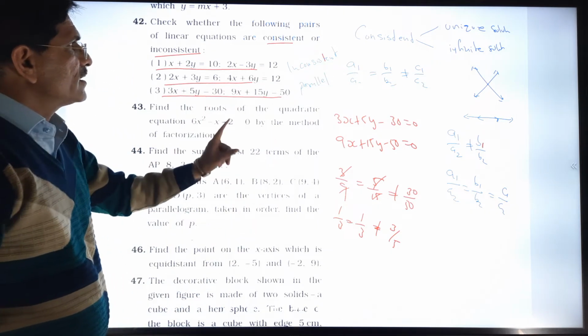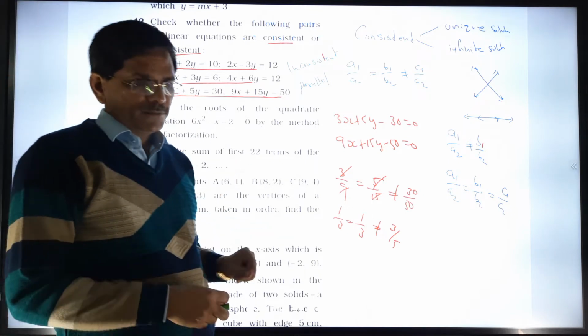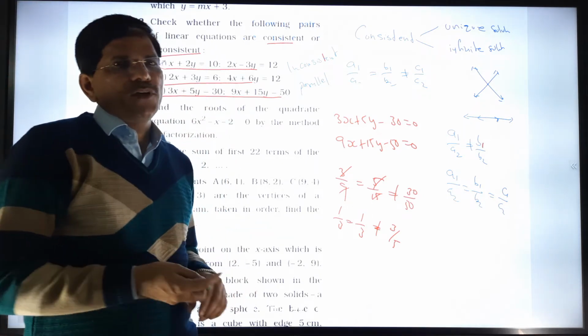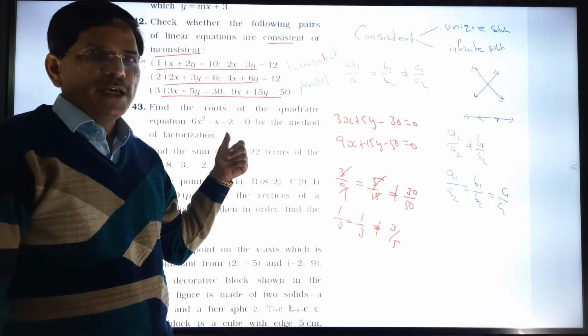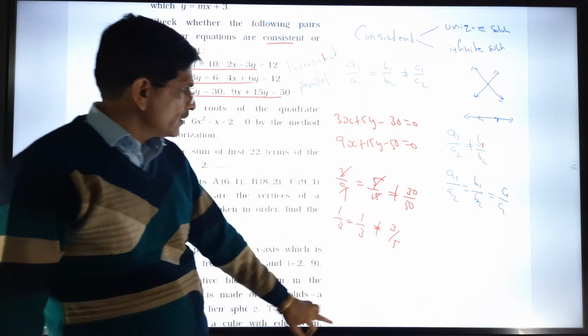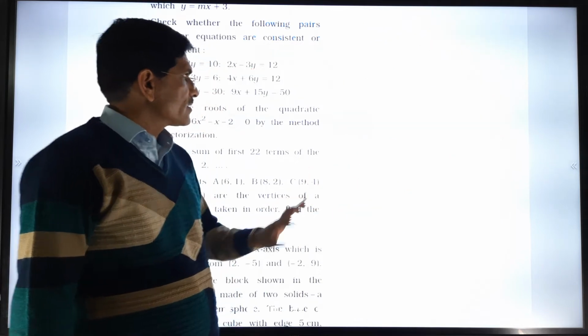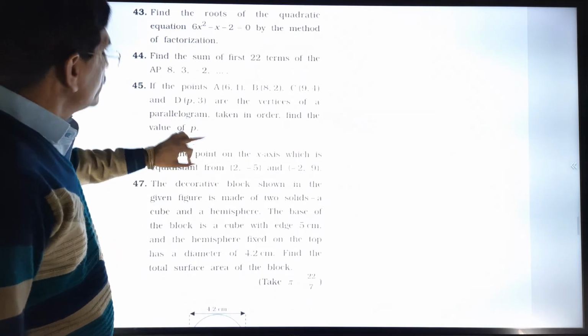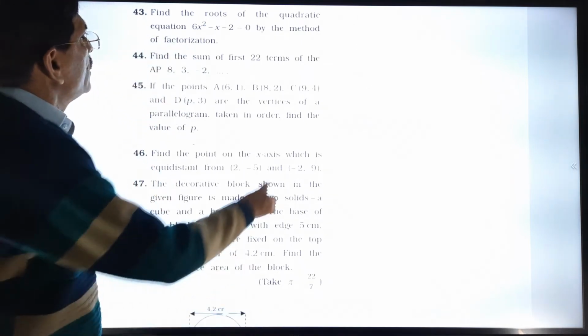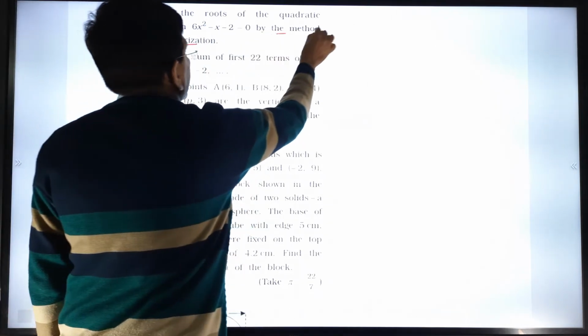So first is consistent, second is again consistent with dependent because of infinite solution, and third is inconsistent. So I hope you have understood this also. Now we go for the next, that is 43. In 43, you will see the prime factorization method.